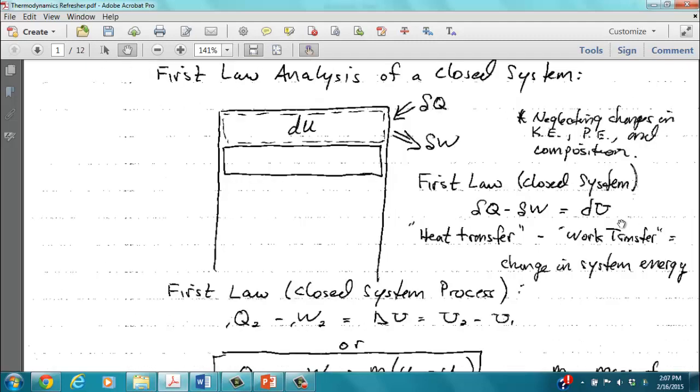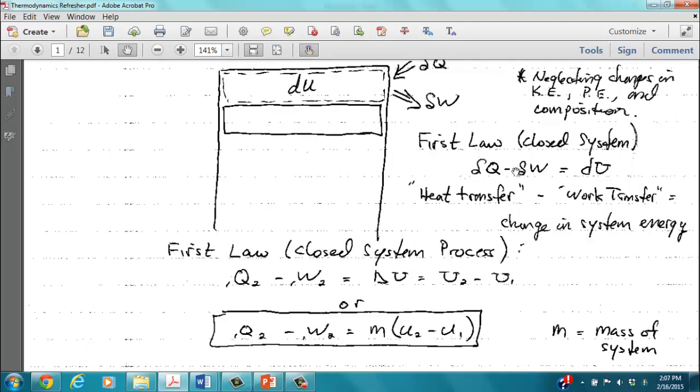So our first law equation for the closed system basically says the following. The change in energy due to heat transfer, so the heat transfer that's added, minus the work transfer is equal to the change in energy of the system, du. So delta Q minus delta W is equal to du. In words, it means that heat transfer minus work transfer is equal to the change in system energy, okay, the change in the energy of the system.